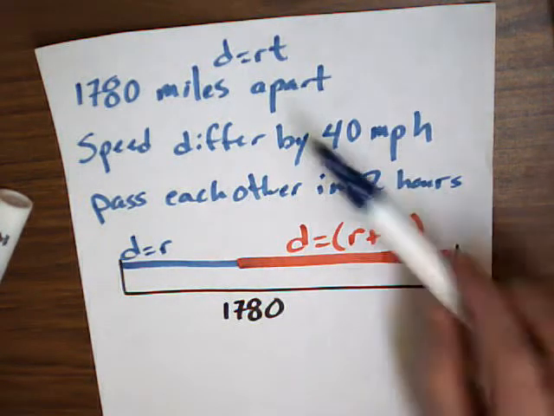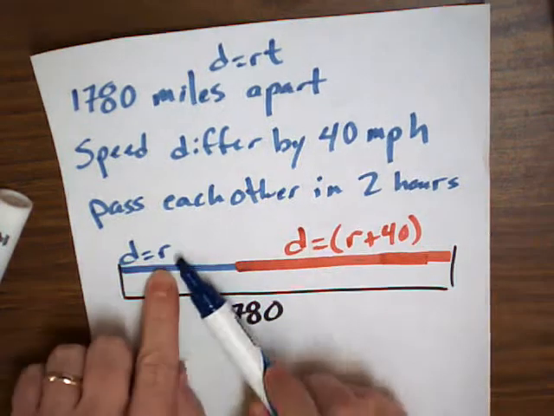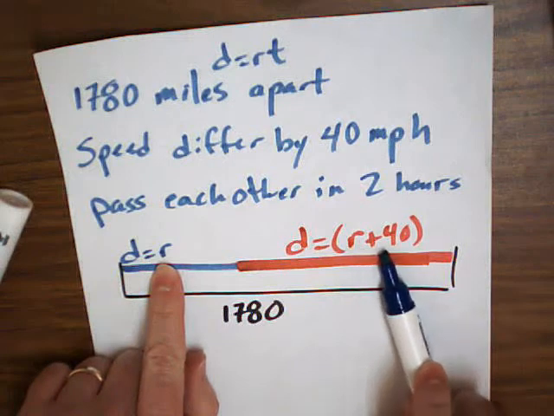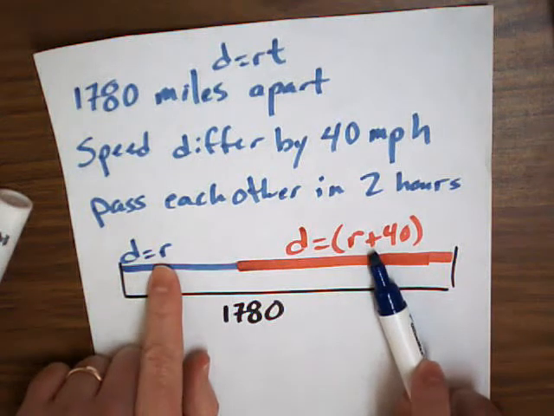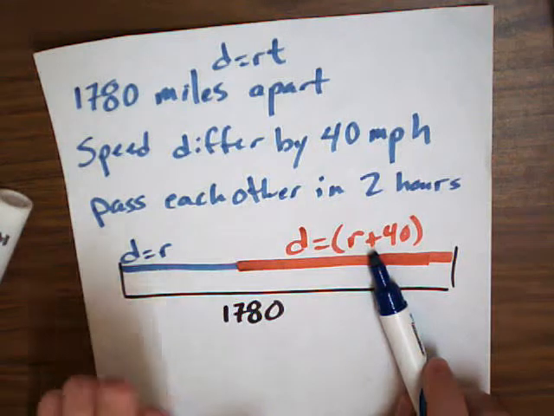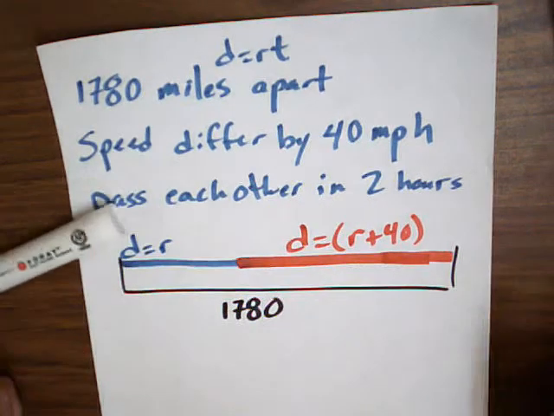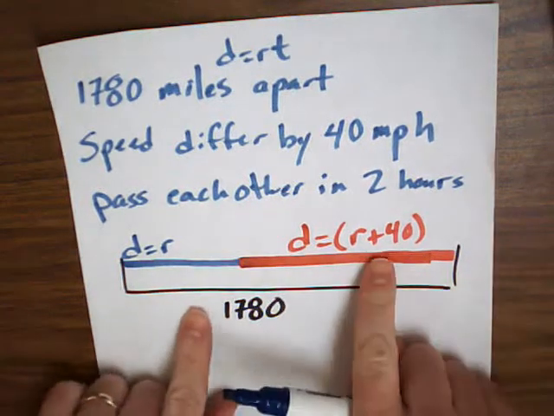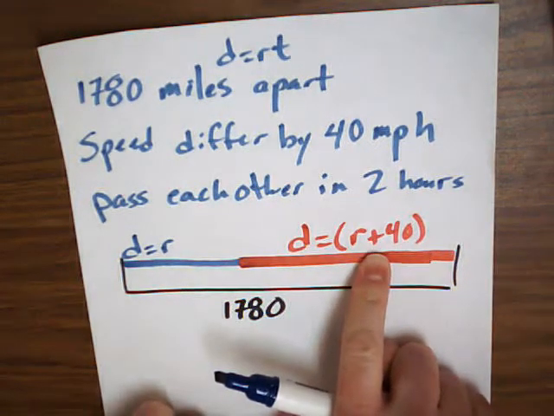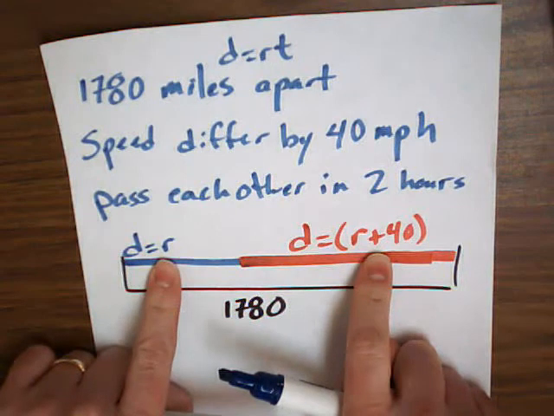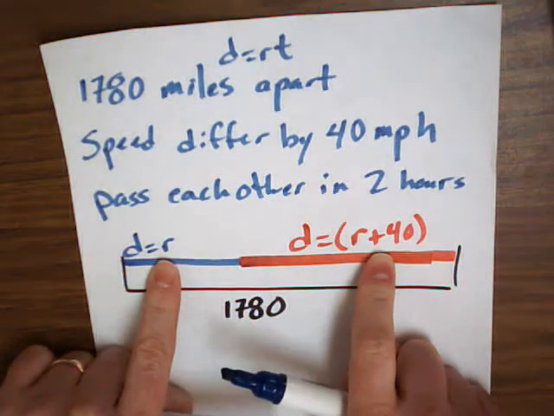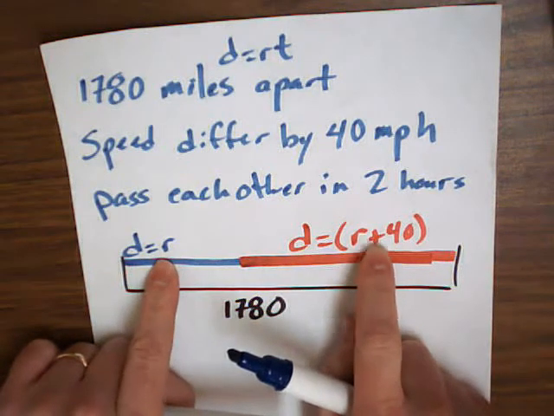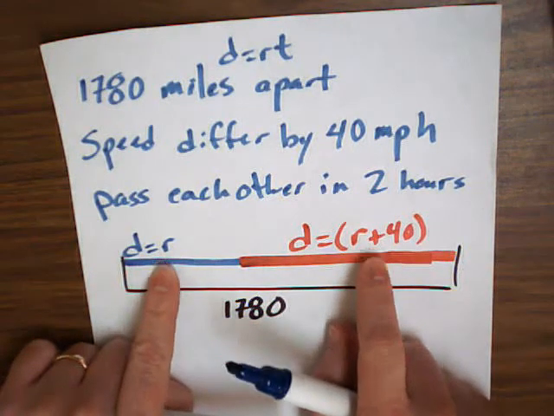D equals RT is distance equals rate times time. These two guys, this is the rate of both planes. This is the slow rate and this is the fast rate. I don't know what they are, but I know that one's 40 miles an hour faster. That's why I put one as R. You're always going to have something as R and something as like R plus or R minus. Because I could have written the red one as R, and said R minus 40, as in it was going slower. I usually don't say always very often, but always one of these guys is going to be an R. Okay.